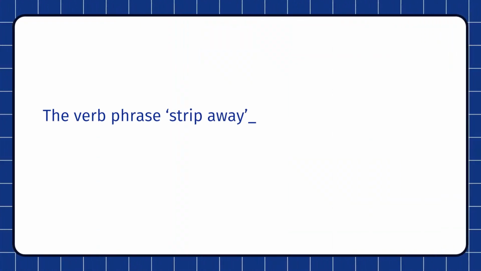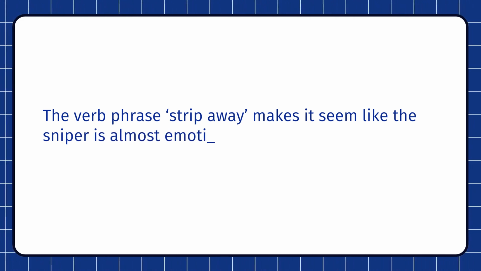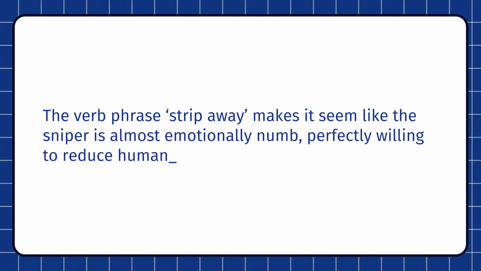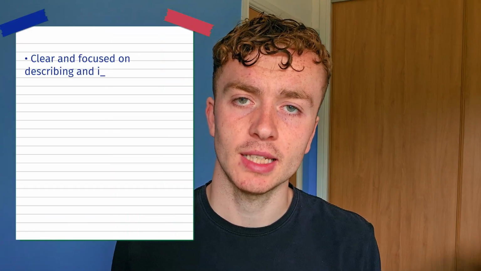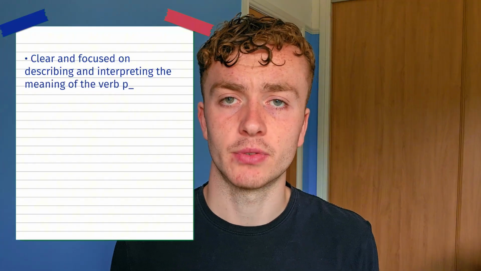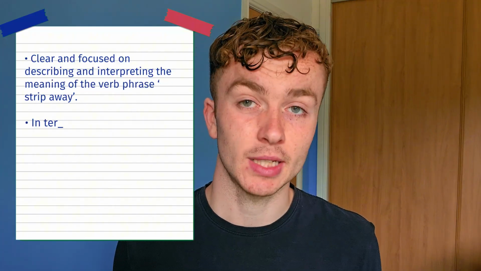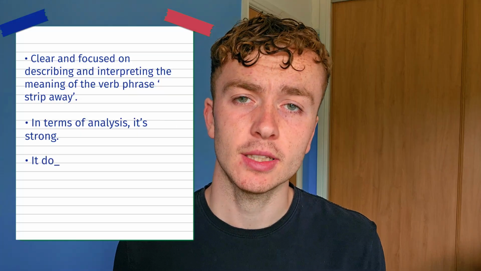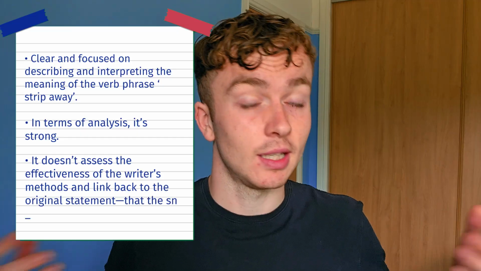Now, to demonstrate the importance of these keywords, I want you to consider the following extract from a student's response to the previous question. The verb phrase strip away makes it seem like the sniper is almost emotionally numb, perfectly willing to reduce human beings to targets. This is clear and focused on describing the interpretation and the meaning of the verb phrase strip away. So in terms of analysis, it's really good, but it doesn't assess the effectiveness of the writer's methods and link those methods back to the statement that he is cold and ruthless. So let's now consider this revised version.